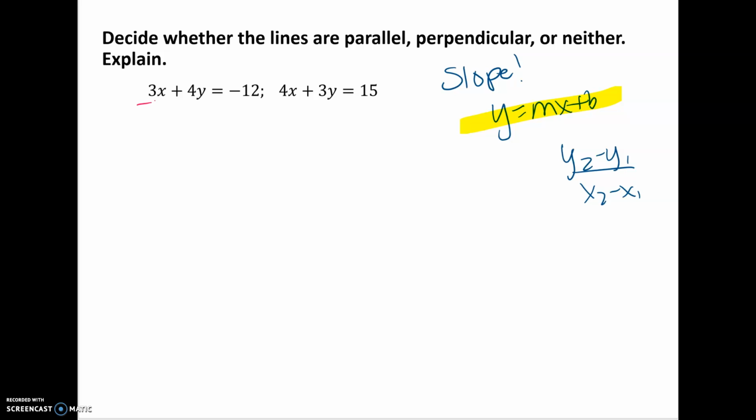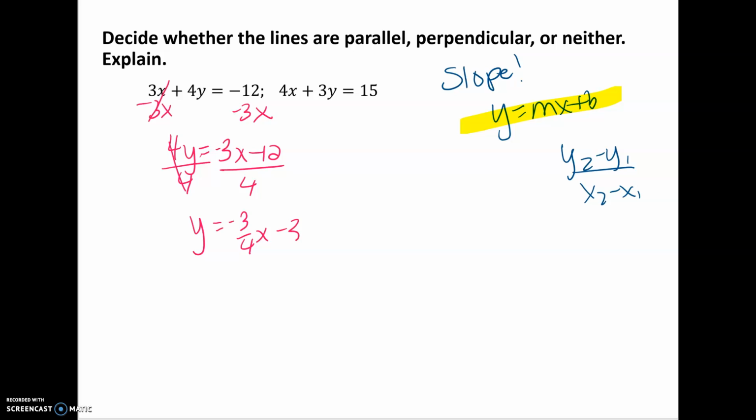So I'm going to solve this first one for y by moving my 3x over. Okay, and then after I move my 3x, I'm going to divide by 4. So remember, what you really care about in these problems are the slope of each equation. Okay, so my slope for this one is -3/4.